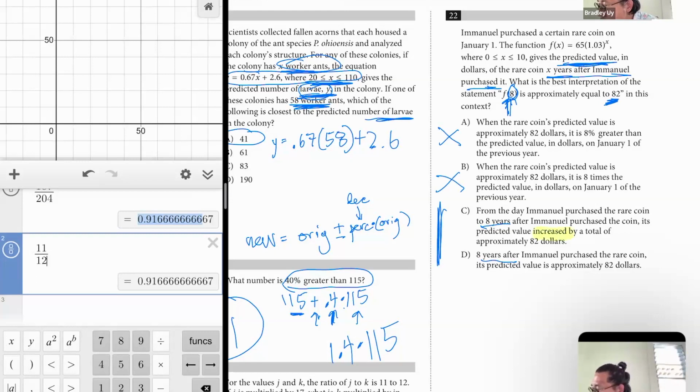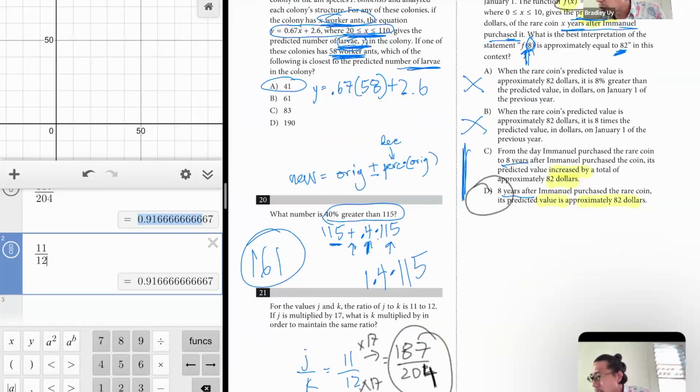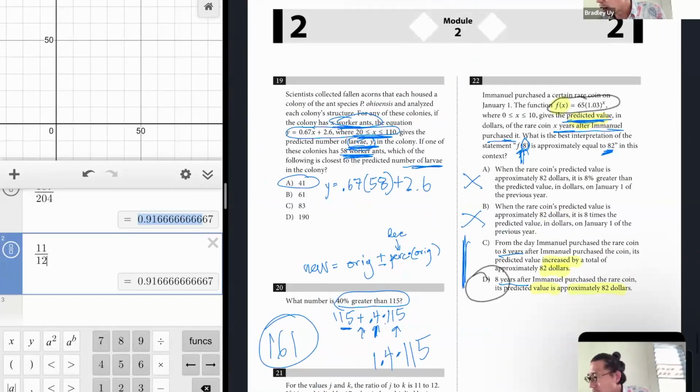The only difference is this: C says it's increased by $82, and D says the value is approximately $82. Remember, the output tells you the predicted value. It's not an increase in predicted value. It is the predicted value, which is why the correct answer in this case is D. C is fairly close, but no one talked about how much it increased by, which could be interesting, but we're not talking about the increase. This function gives us the value of the coin at a certain time after purchase.